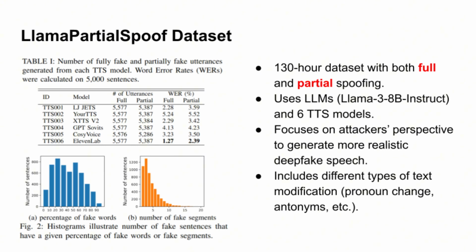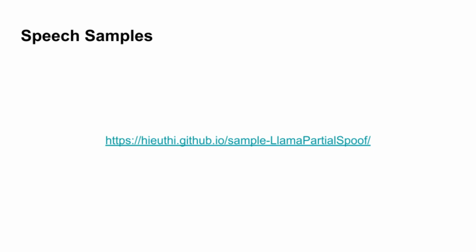Figure 2 illustrates the distribution of fake words within modified sentences and fake segments within fake utterances. Our dataset exhibits a higher frequency of fake segments per utterance compared to previous datasets, attributed to the use of intention-based LLM text manipulation. To better understand how our dataset sounds, I encourage you to check out these links, where you can listen to real and fake speech samples of the LlamaPartialSpoof dataset.